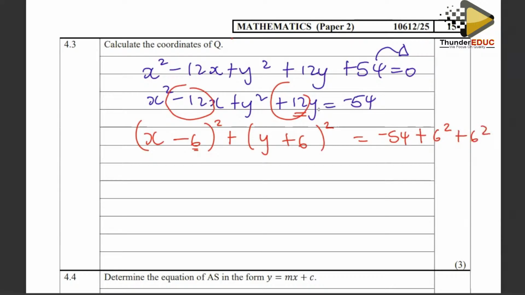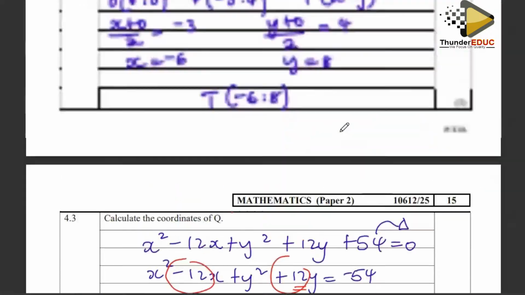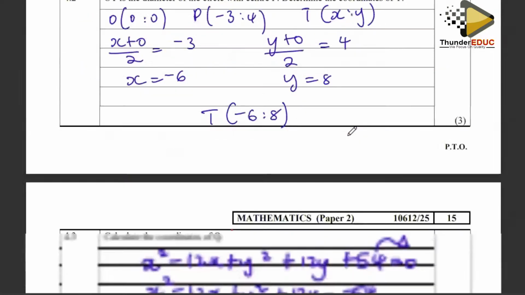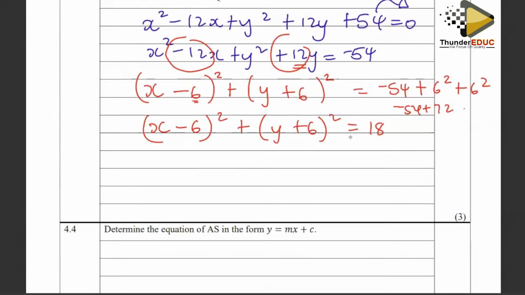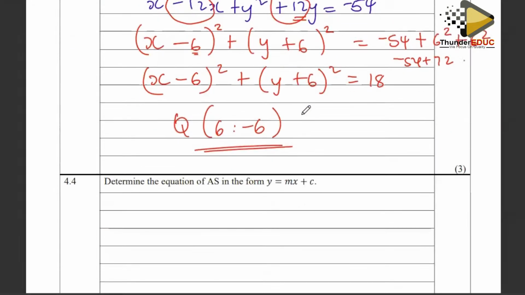Okay, then meaning that we have (x minus 6) squared, and then (y plus 6) squared. When I simplify this side, I have negative 54 plus 36 plus 36, which is 72. So 72 minus 54, I get 18. What did the question ask for? Coordinates of Q. Since Q is the center, Q is going to be (6, negative 6). All right, so that is how I've gone about that.